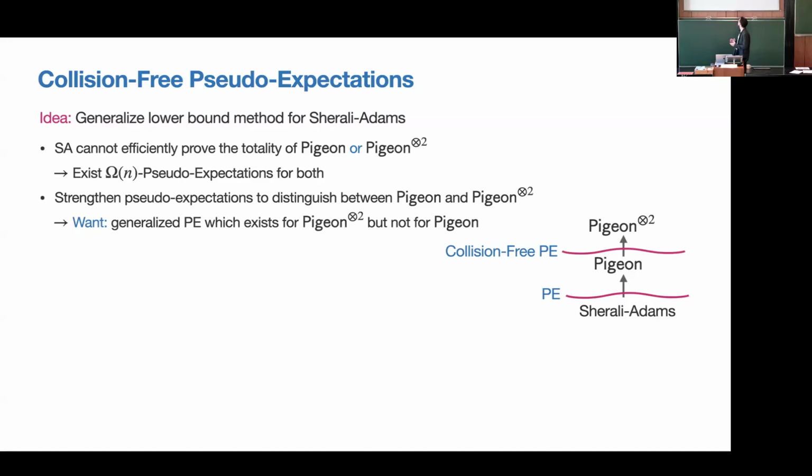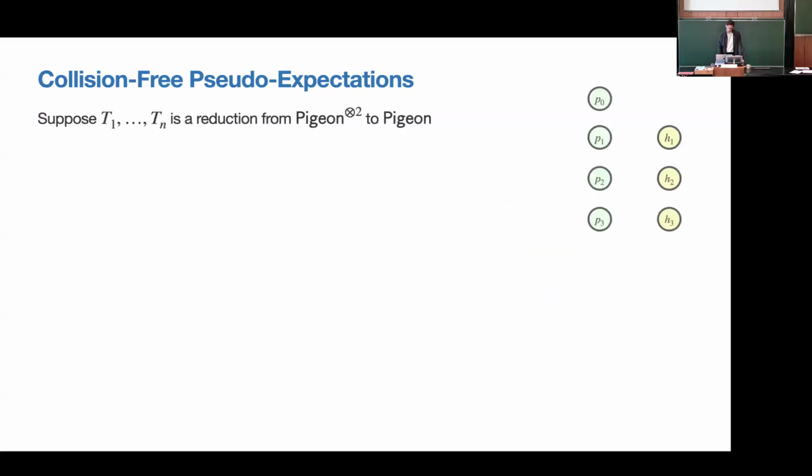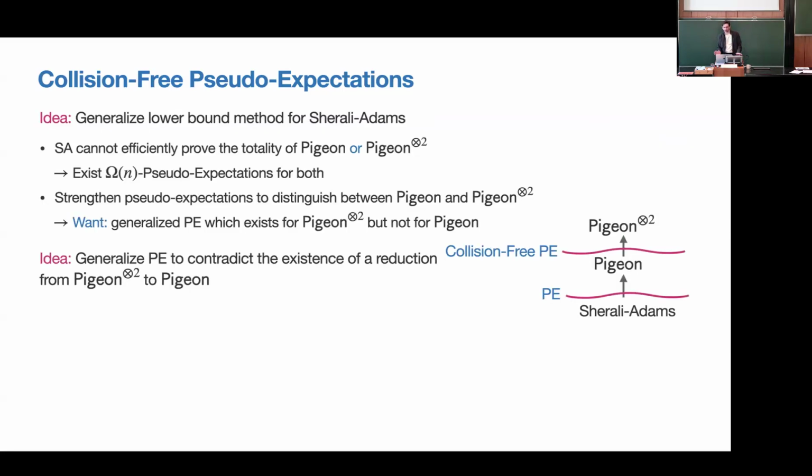A collision-free pseudo expectation is going to be a standard pseudo expectation with some additional properties, which means that it doesn't exist for pigeon, but it does exist for the pigeon squared problem. The way we're going to come up with these additional properties is that we suppose we actually had a reduction from pigeon squared to pigeon, and we look at what we need in order to contradict the existence of this reduction. Okay, so is everybody good so far? Any questions?